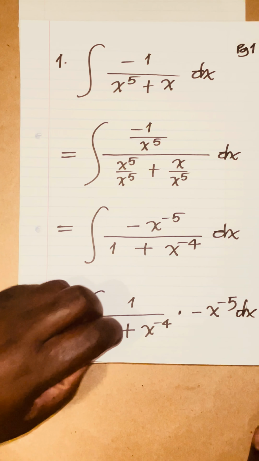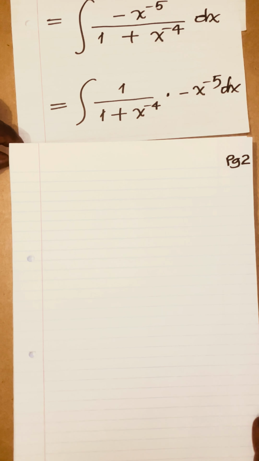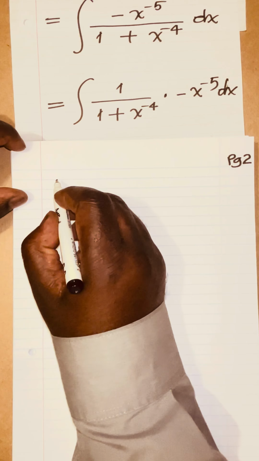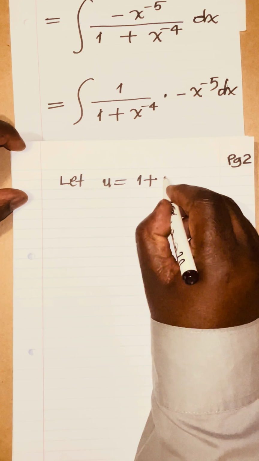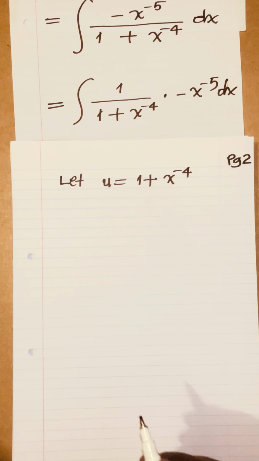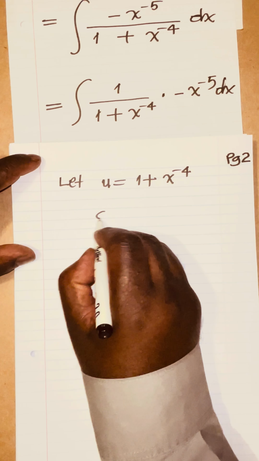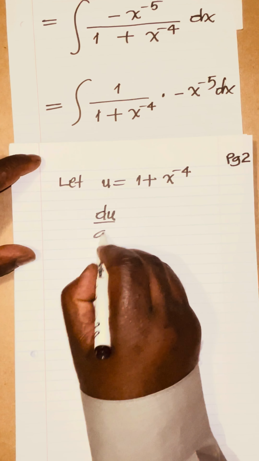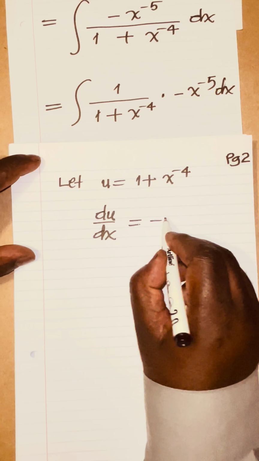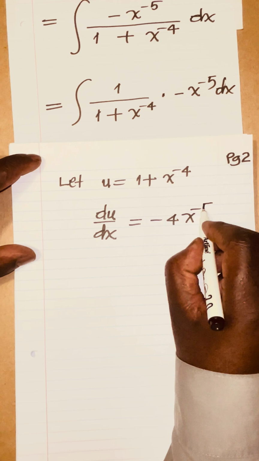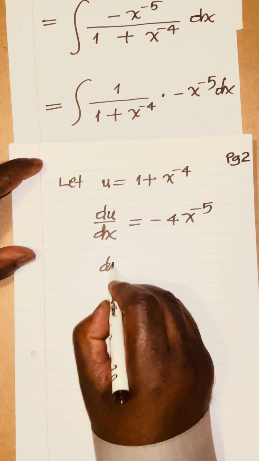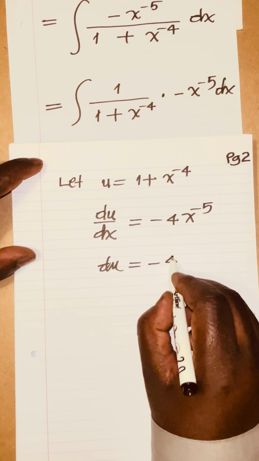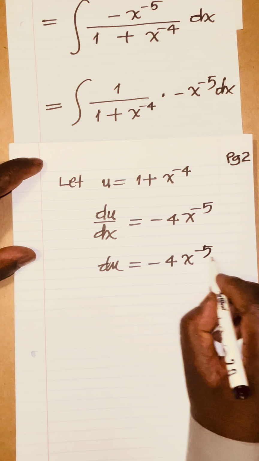Right, in our next step, U substitution now works. We're going to let u be equal to the denominator. So we're going to let u be equal to 1 plus x to the power -4, differentiating both sides with respect to x. You'll agree with me that on the left we have du dx, on the right you have -4 x to the power -5. Remember, derivative of 1 is 0 because 1 is a constant. Multiply by dx both sides, you have du is equal to -4 x to the power -5 dx.